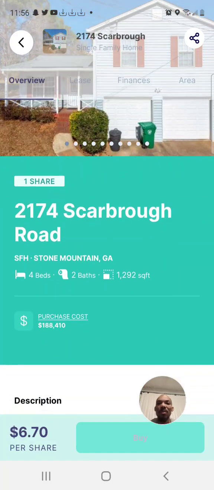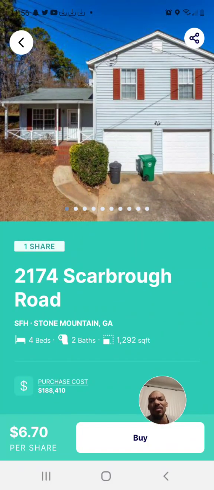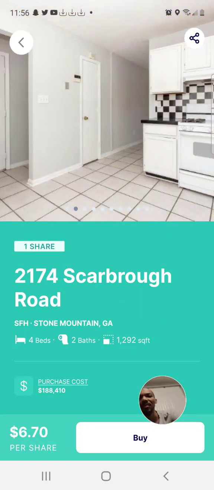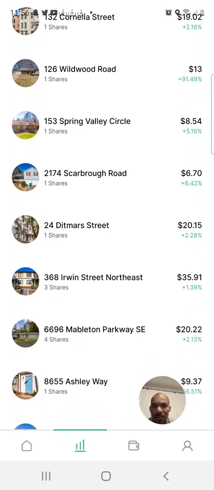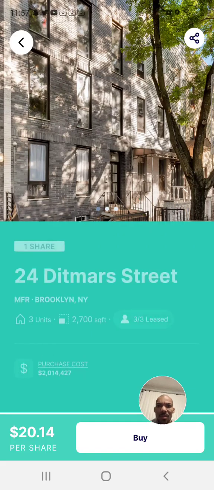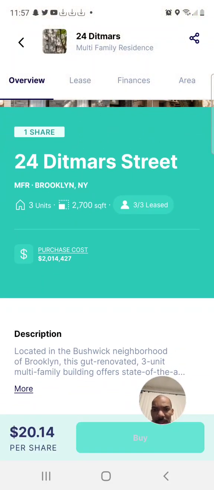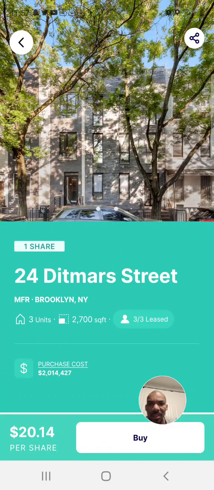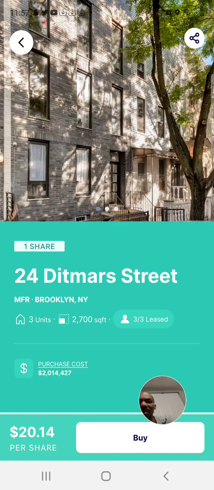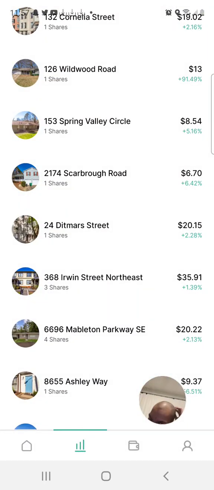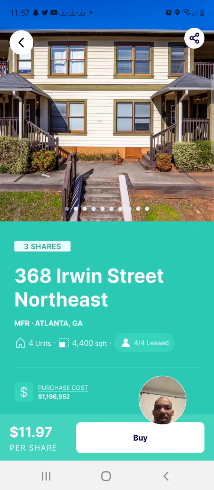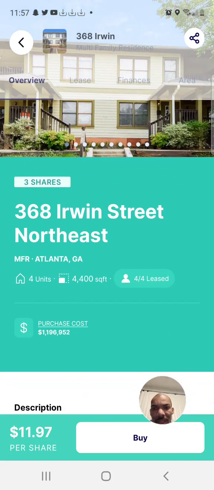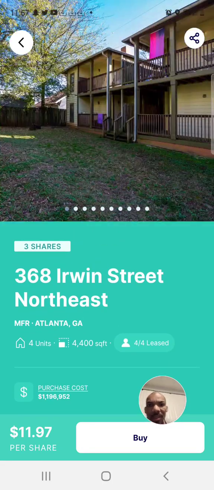So next up, we have this one. It's a 4-bedroom as well, which is up 6%. Next one, I have one share of this one. A lot of these are independent, row homes, or single-family homes, or whatever you want to call it. This one I have 3 shares. Oh, this is a 4-unit one. 4-unit right there.